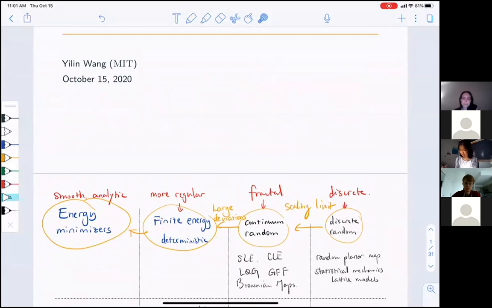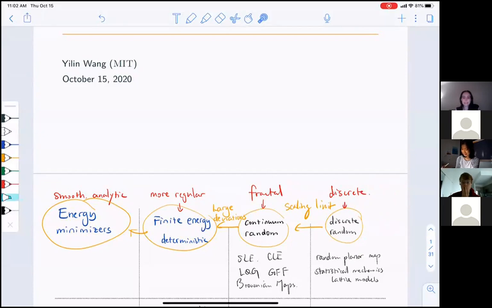There are Schramm-Loewner evolution, conformal loop ensemble, Liouville quantum gravity, Gaussian free field, Brownian maps, etc. And there are a lot of studies about the link between the random continuum systems and the discrete models, for instance, random planar maps, statistical mechanics models, or a combination of those. And usually it's taking the scaling limit from discrete random to continuum random.